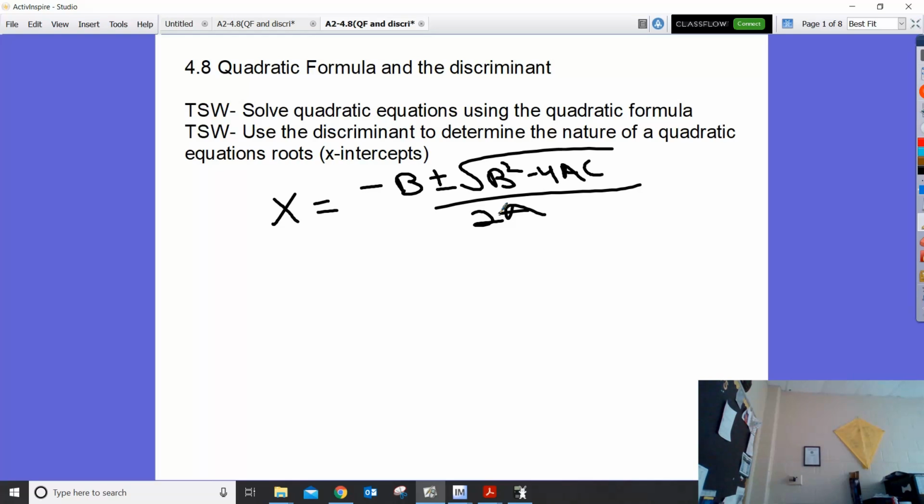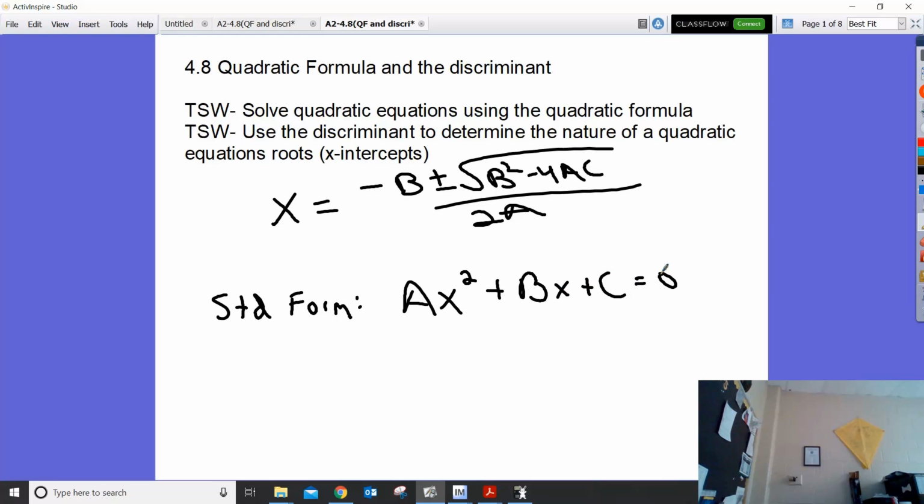Well, one thing I've noticed your generation's having problems with is where A, B, and C come from. That's not supposed to be where you have a problem. What's the standard form of a quadratic? Ax squared plus bx plus c equals 0. That's where you get the letters A, B, and C from, kids. It's not supposed to be what we struggle with. In fact, you're not supposed to struggle with this at all.